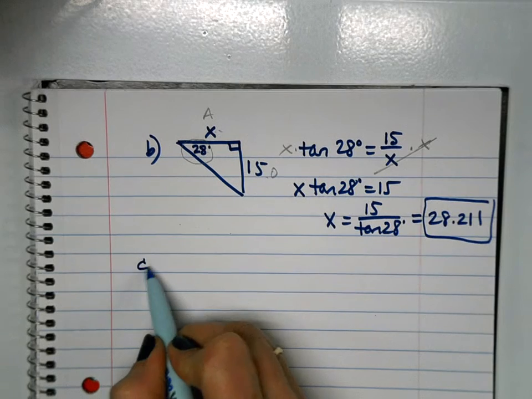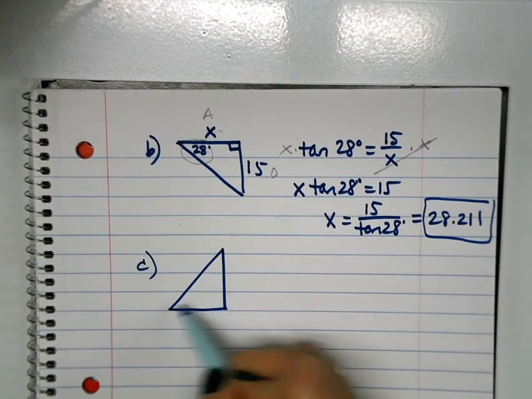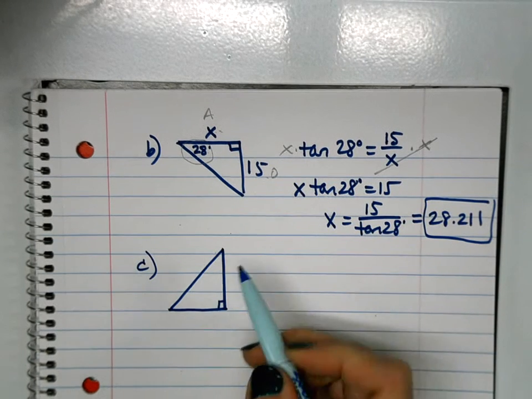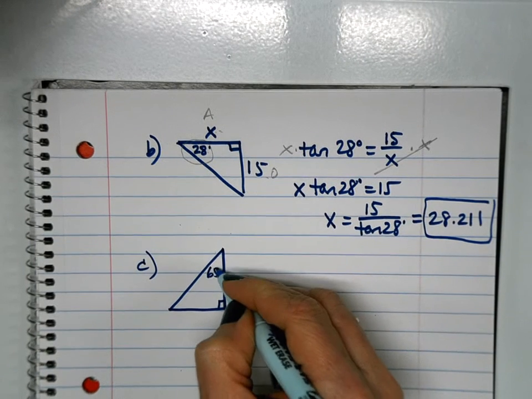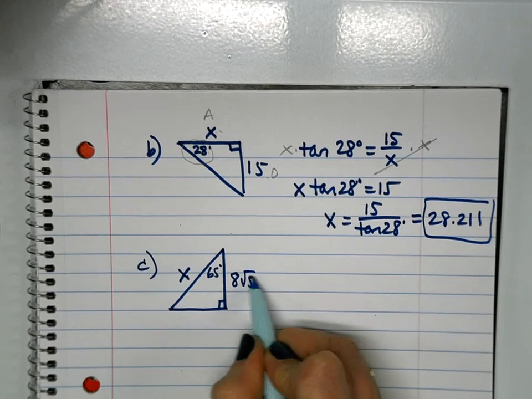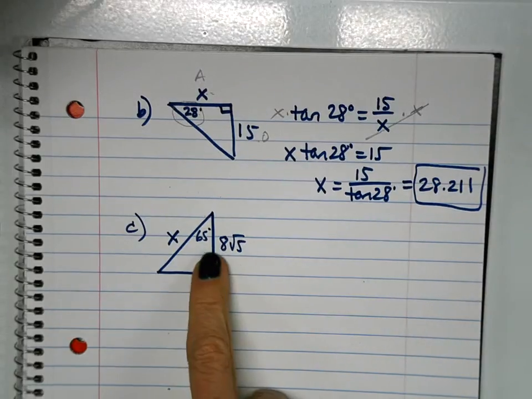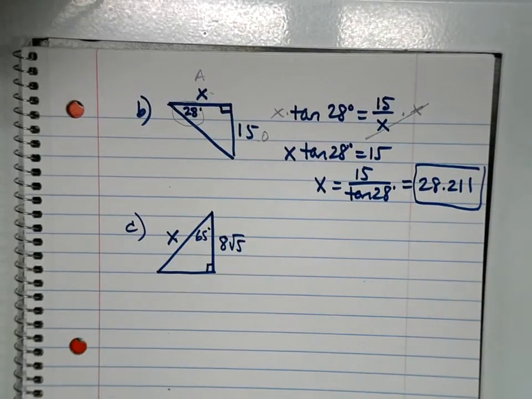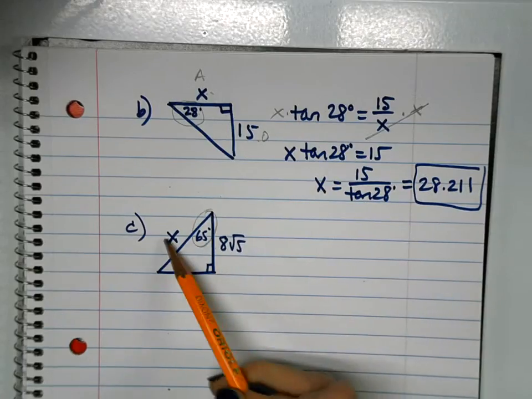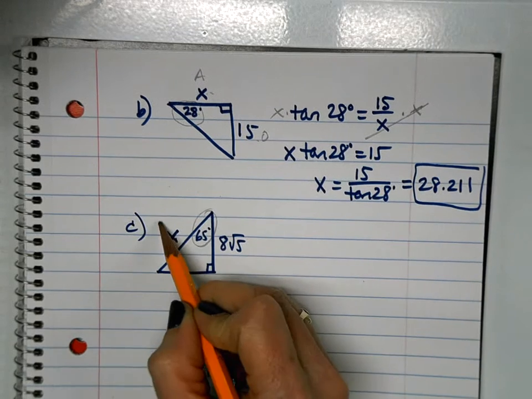Okay, try this one. Draw a right triangle. This angle here is 65 degrees. This is x, and this is 8 root 5. So again, in relation to this angle here, you want to look at what these are. Okay, what's the x? That's the hypotenuse, right? That's the h, that's the hypotenuse.